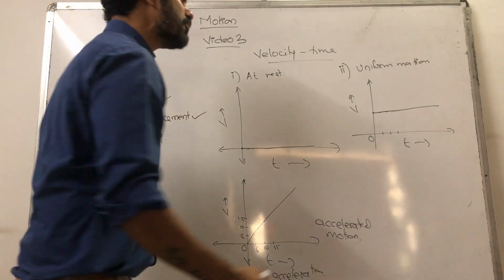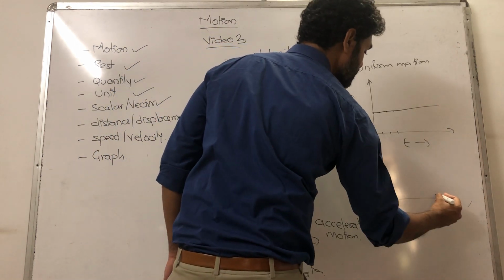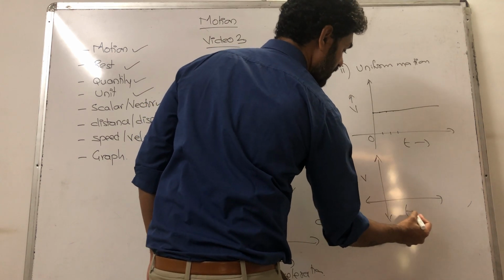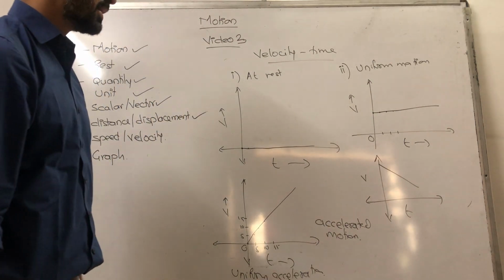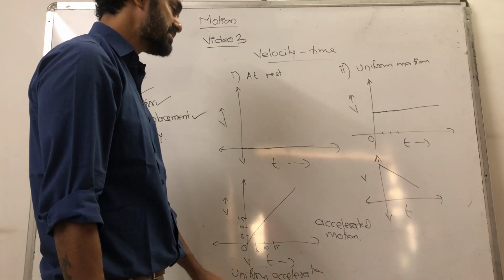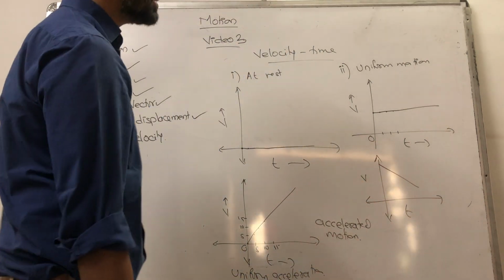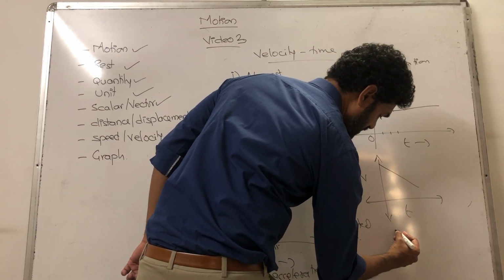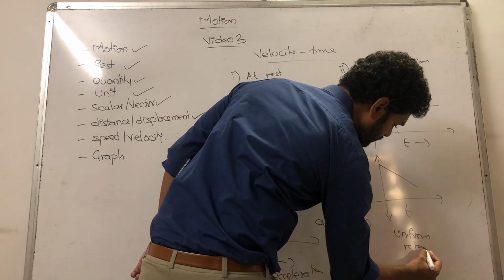Now if speed would have decreased, the opposite of acceleration is retardation. So for velocity time graph, where the speed is decreasing, you will have a line like this. Here the speed is increasing, so it is uniformly accelerated motion. Here speed is decreasing, it is a uniformly retarded motion. This is uniform acceleration, this is uniform retardation.